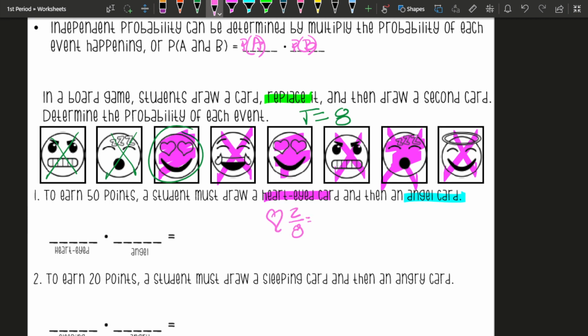Can we simplify this fraction? Yeah. Definitely. By 2 at least, right? So what's 2 divided by 2? 1, and 8 divided by 2 is 4. So this is the probability for drawing a heart eye. 1 out of 4. You don't have to simplify at the beginning, but you will have to simplify at the end if you don't simplify first. Okay? So now I'm going to erase the marks that I made over here because it starts from scratch.